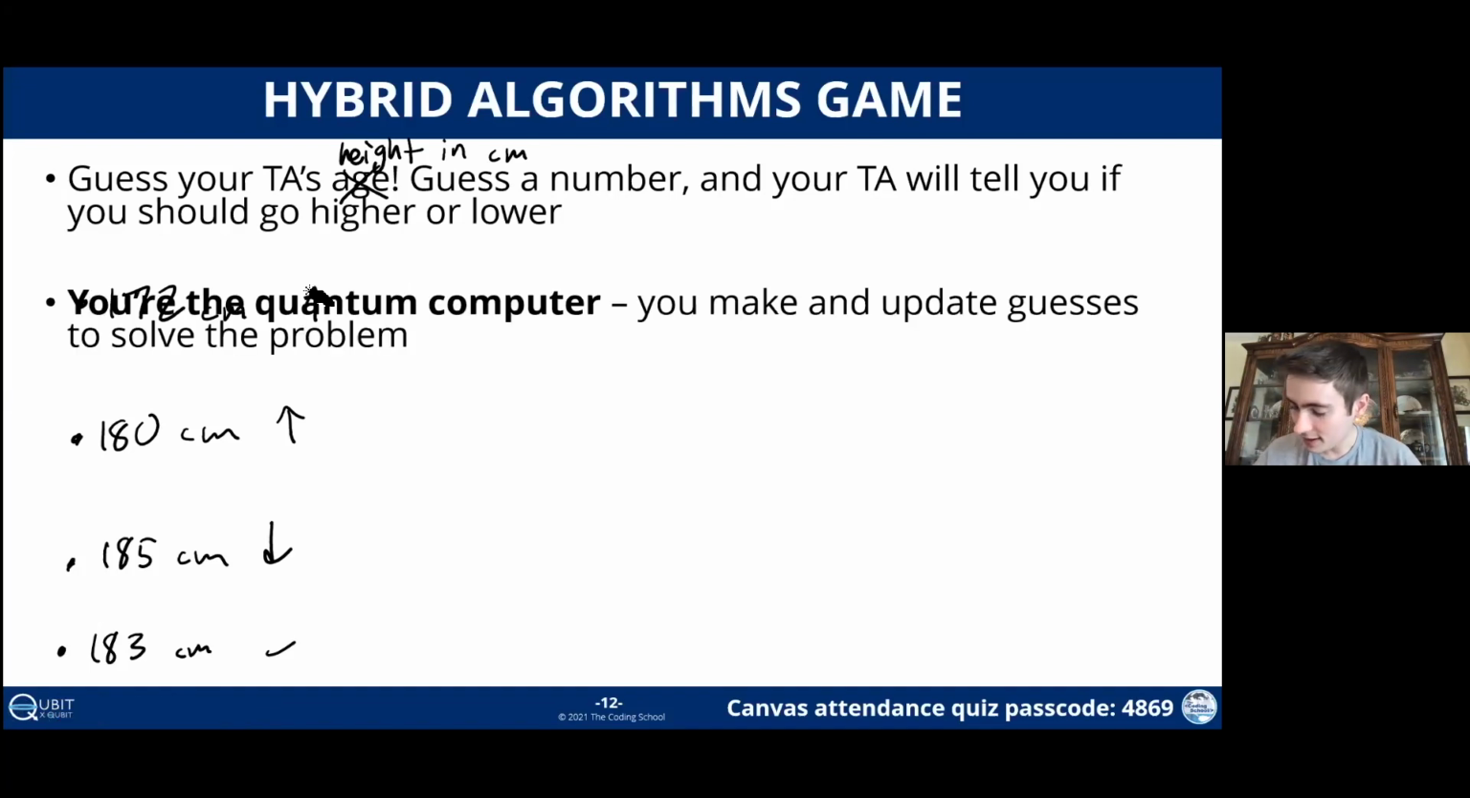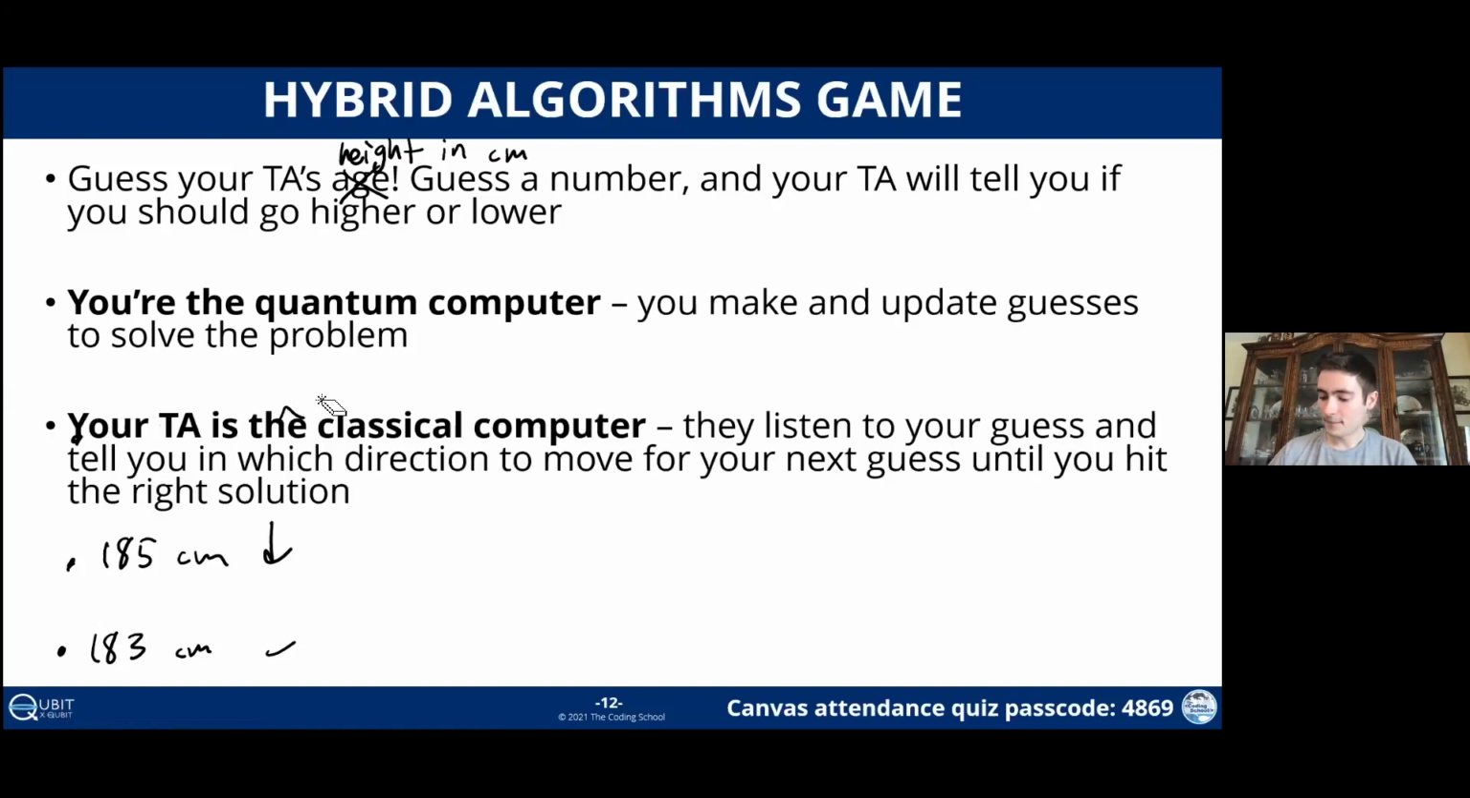Oops, I was writing over my slide here. I probably shouldn't have done that. But in this analogy, like I said, you're the quantum computer. So the quantum computer is the one who's throwing out guesses. And based on my feedback, you update your guesses to solve the problem. Again, in this analogy, I would be the classical computer. So the piece of this problem that's easy for the classical computer is the part where I just tell you, is your guess too high or too low?